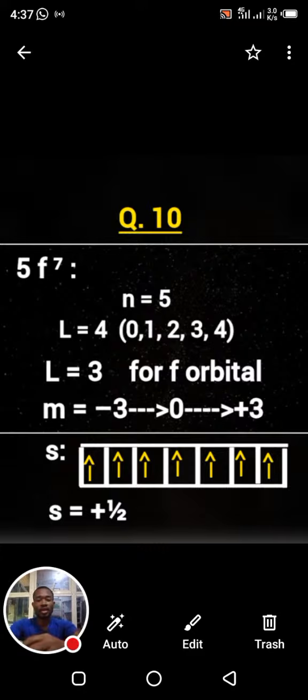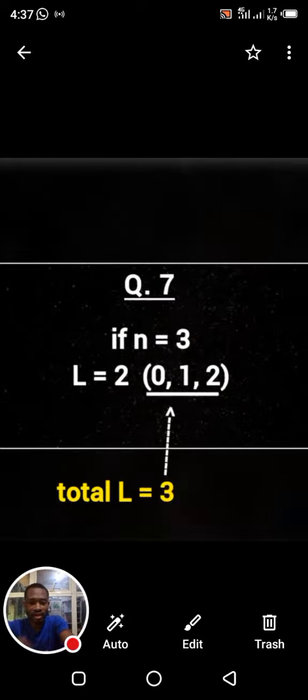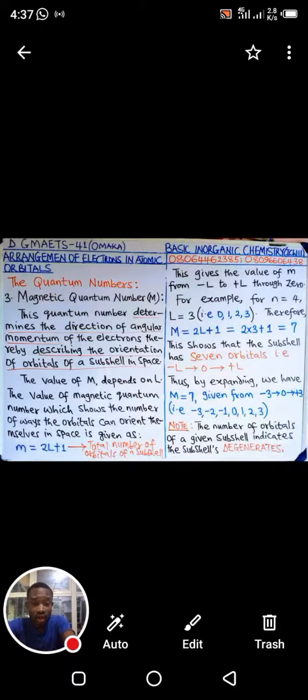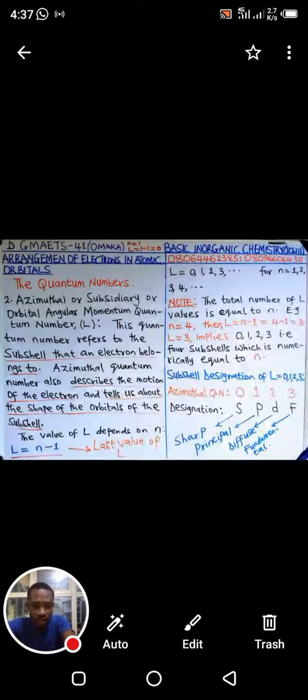Take a look at these GMAETS 41 tutorial notes, then you get a clear picture of what I mean. This is the designation, the azimuthal quantum number, azimuthal QN. So you have 0, 1, 2, 3. Now this is the designation given to them. S orbital bears 0. P orbital bears 1. D orbital is associated with 2. And then f orbital, we give it 3. The l value, the azimuthal quantum number for these, is what is written there.